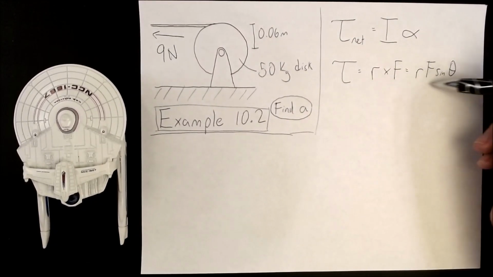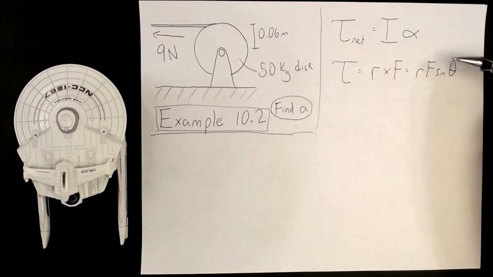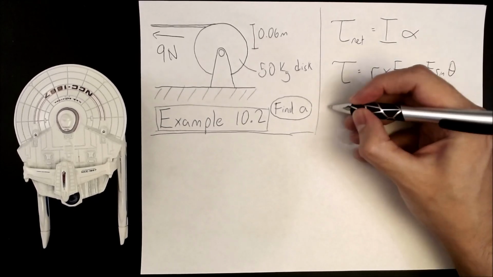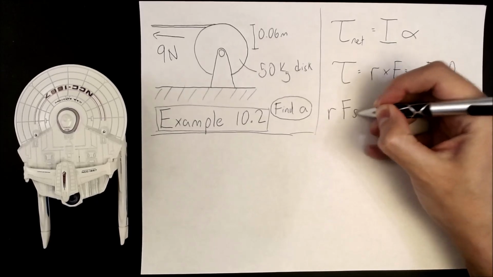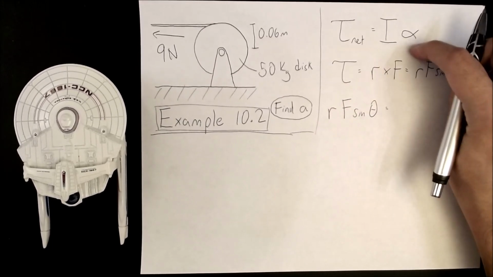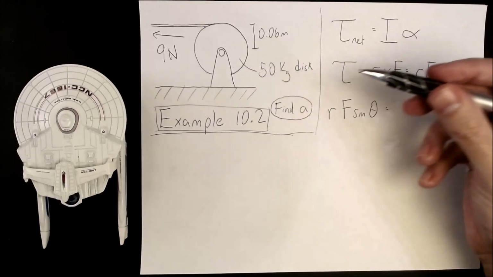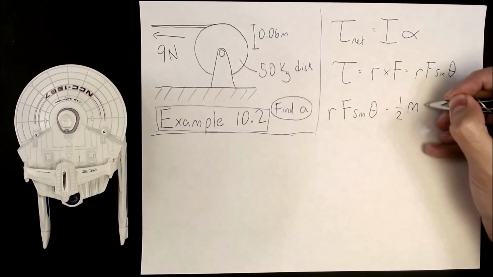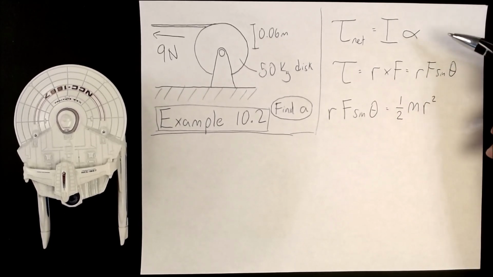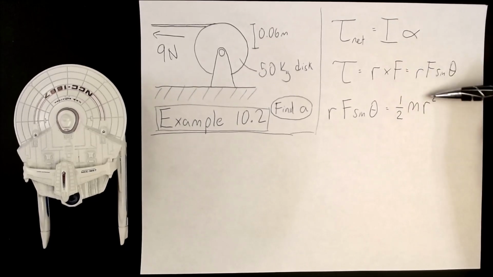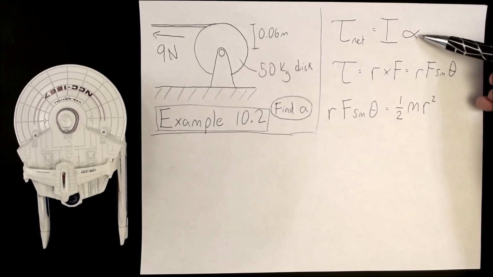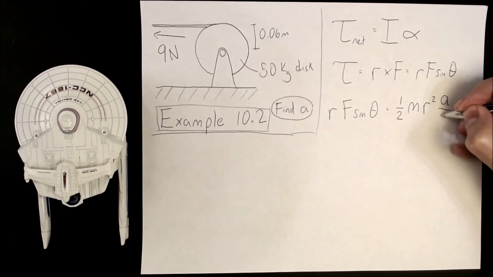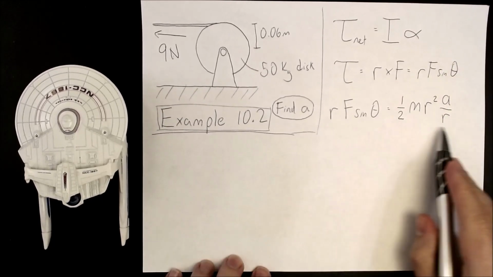So I'm going to plug this in for the net torque, because the net torque is just all the torques added together, and that's just that one thing right there. So now we've got R F sine theta is equal to I alpha. Okay, what's I? Well, this is a disk. You'll remember this eventually, but it's 1/2 mr squared. That's the moment of inertia for a disk. And then alpha, what's alpha? Alpha, you can look up in your equation sheet, that's A over R.